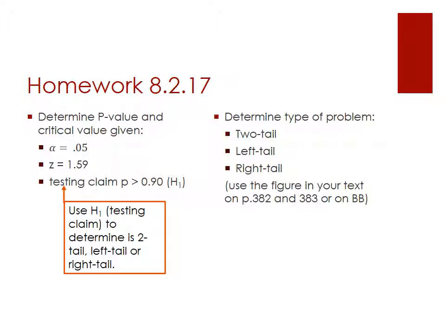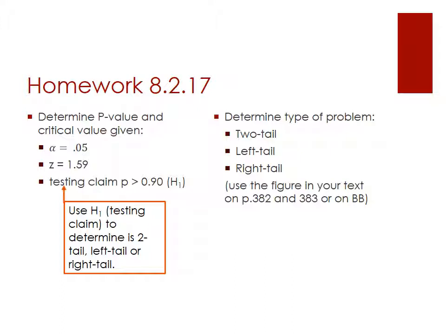Now, here we're being asked to determine a p-value and a critical value, and we're given the information of knowing what our alpha is. We're given our z-value, which is our test statistic, and then we're told we're testing a particular claim. In this instance, it's p is greater than 0.90, and this is our alternative hypothesis. So this is what we're working with in this particular problem.